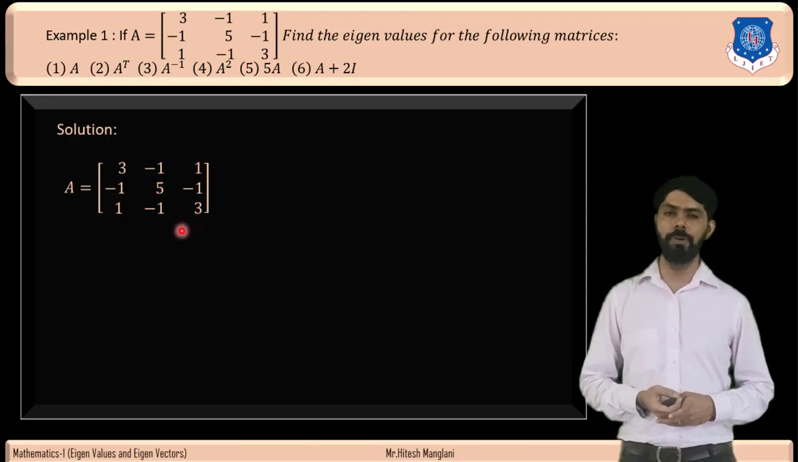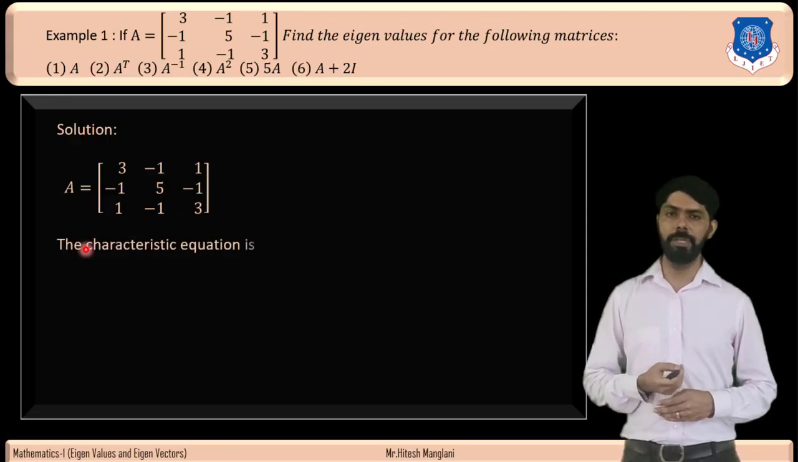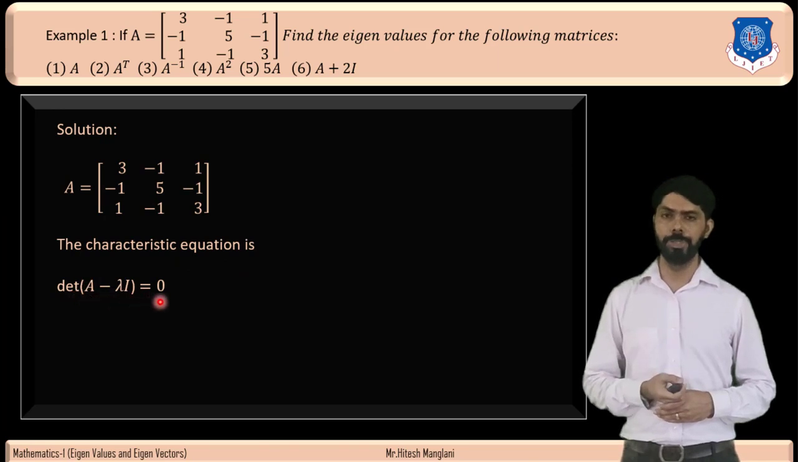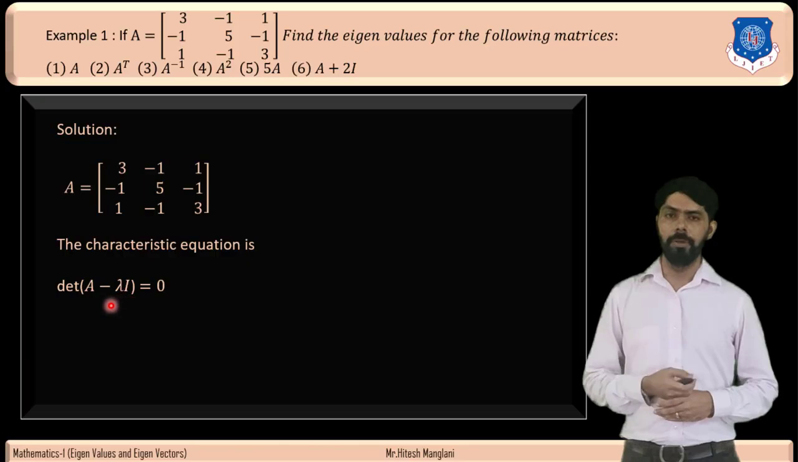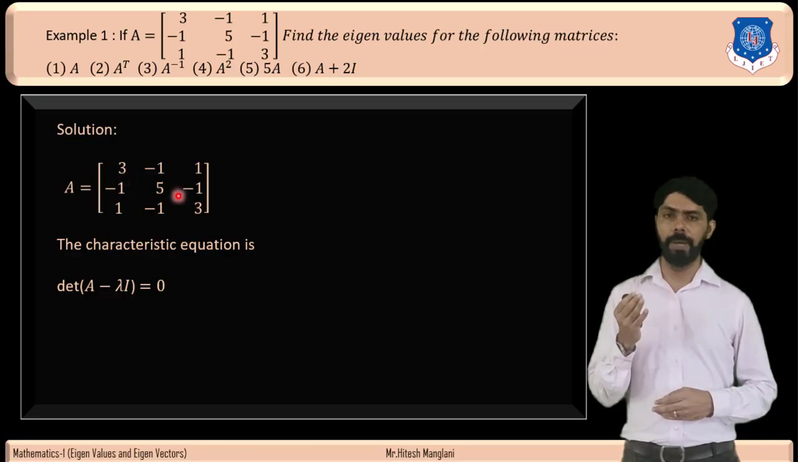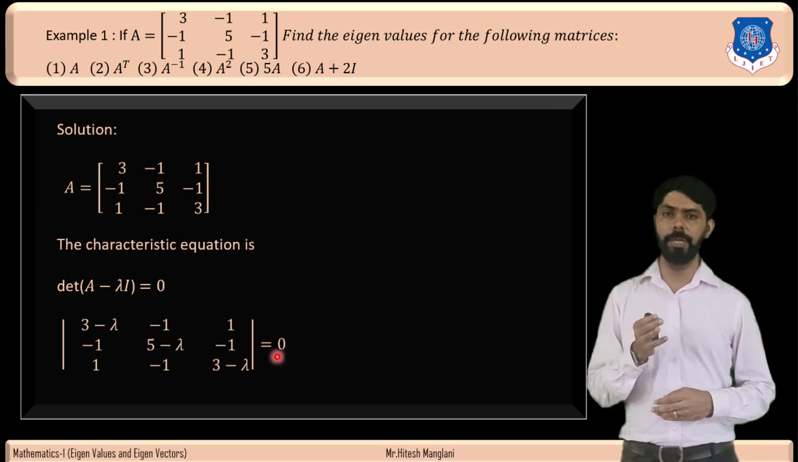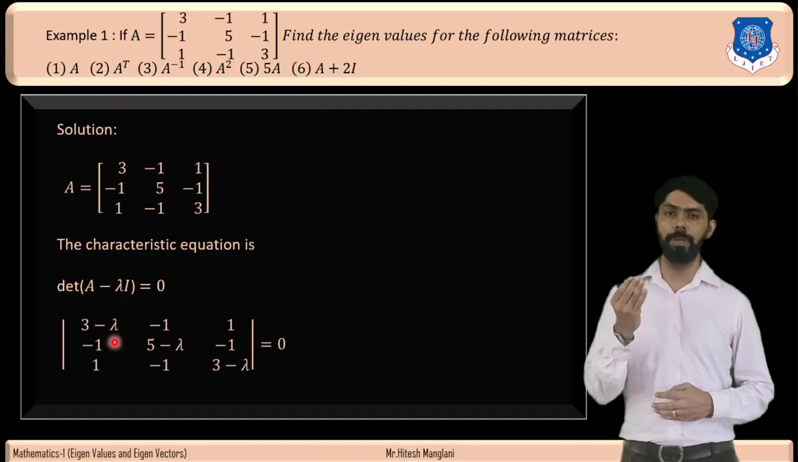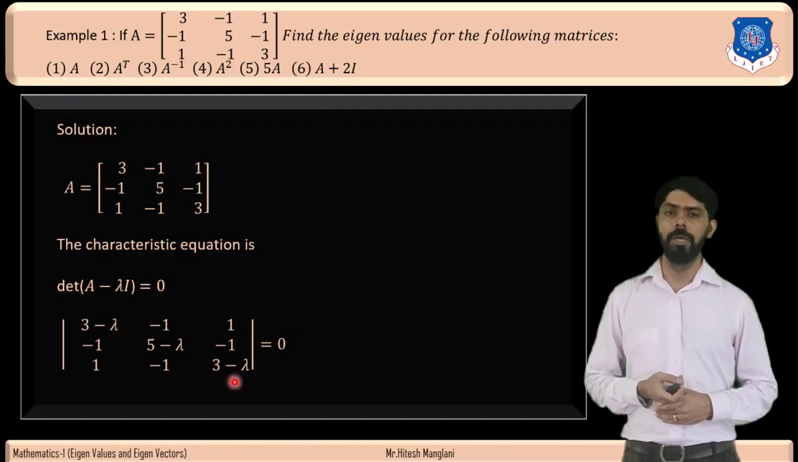So first of all we will find out the eigenvalues of this matrix. The characteristic equation is given by determinant of A minus lambda I is equal to 0. Now if we find A minus lambda I, it will be 3 minus lambda, minus 1, 1, then minus 1, 5 minus lambda, minus 1, then 1, minus 1, 3 minus lambda, and the determinant of this matrix is equal to 0. Here the meaning of A minus lambda I is that we subtract lambda from the principal diagonal elements.